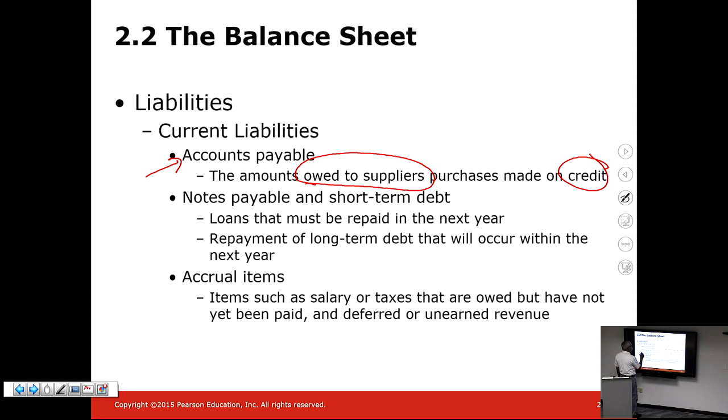Notes payable and short-term debt indicate anything that must be repaid in the next year. Any loan that has to be repaid within the next year will be classified under notes payable or short-term debt. And then there are certain items called accrual items, such as salary or taxes that are owed but have not yet been paid. For some reason they are deferred, so they are owed but not yet paid.